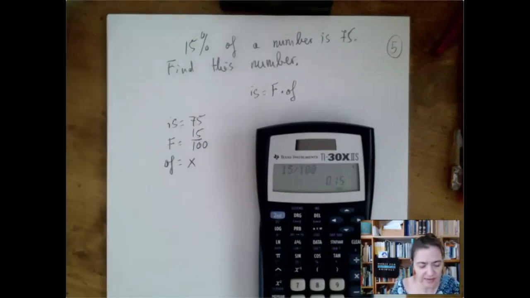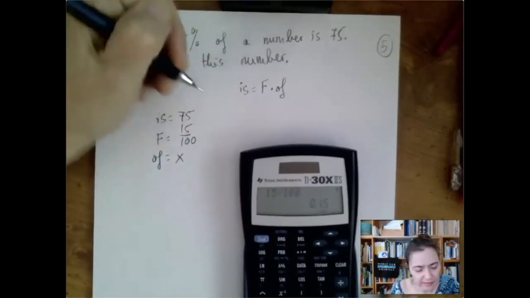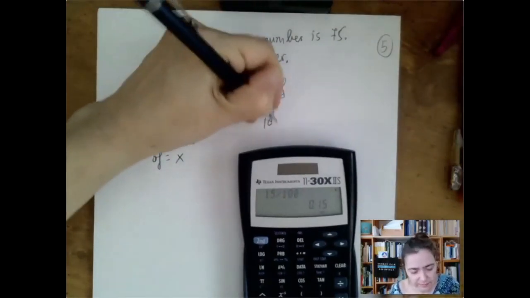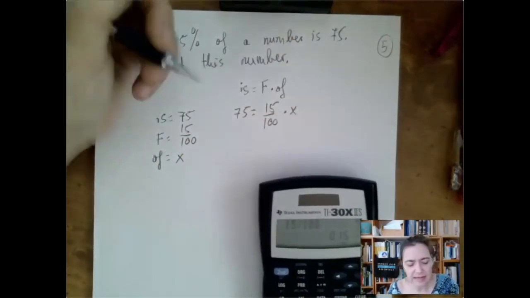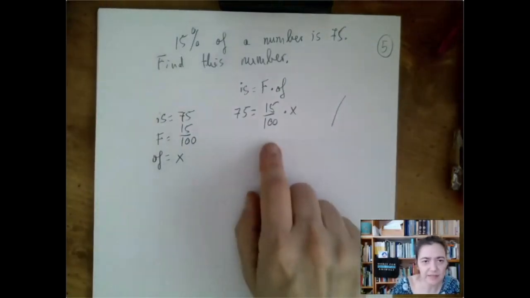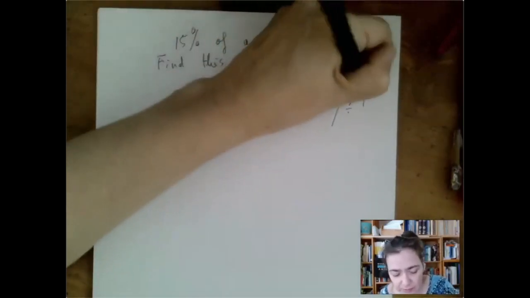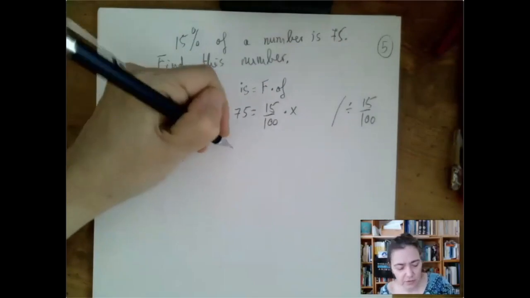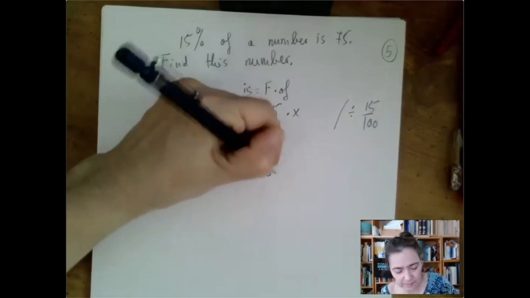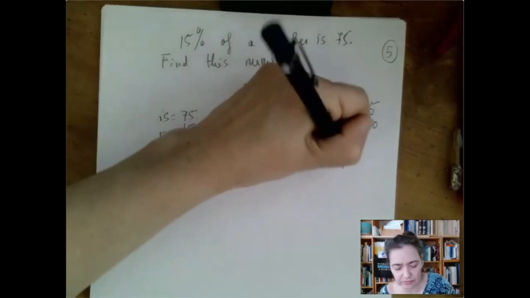And then the "of" number is x. So "is" equals fraction times "of", and 75 equals, I'm going to use 15 over 100 times x. Again, it is a one-step equation where x was multiplied by a number we want to undo. So we divide both sides by whatever is multiplying x. So x is 75 divided by 15 over 100, which is 75 over 1 times 100 over 15.